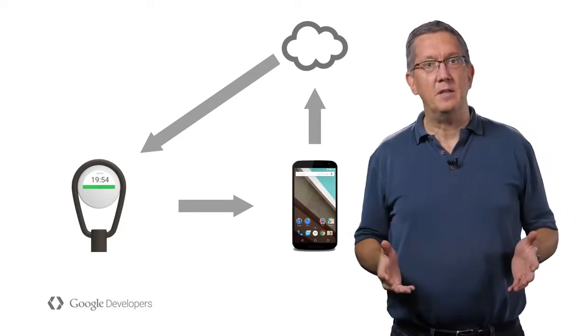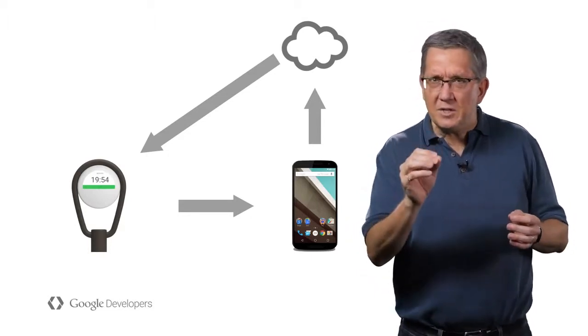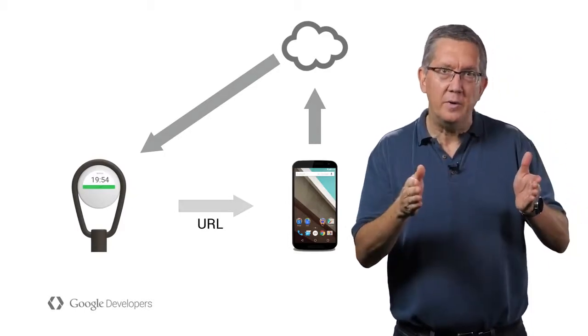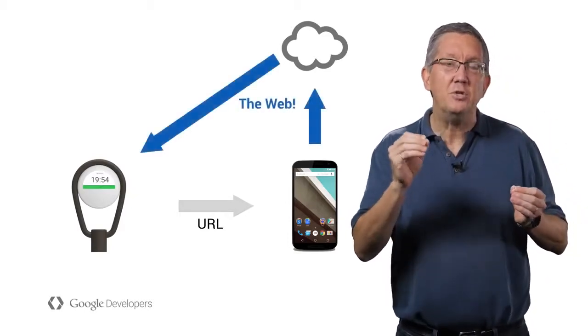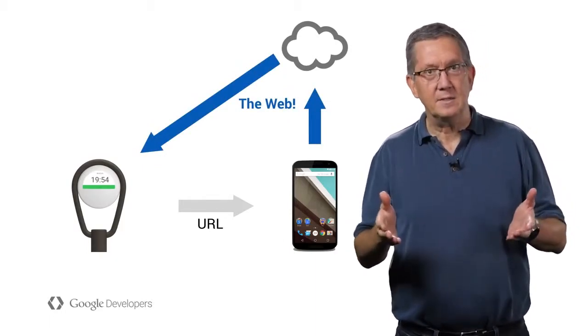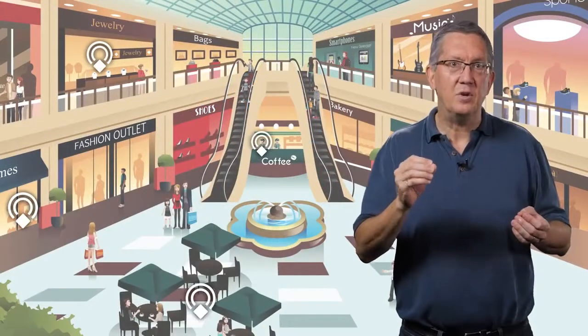I want to stress this just a bit. The physical web is only about getting the URL to the phone. Everything else after that is just using the web. In this example, all of the real work is done by using web sockets. That's the idea behind the physical web.